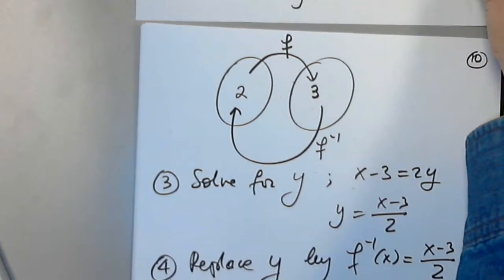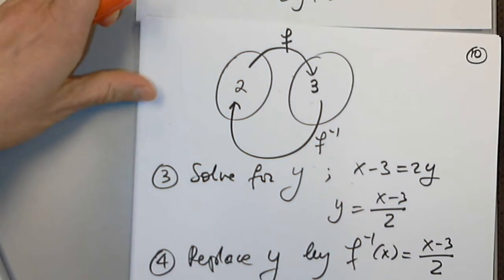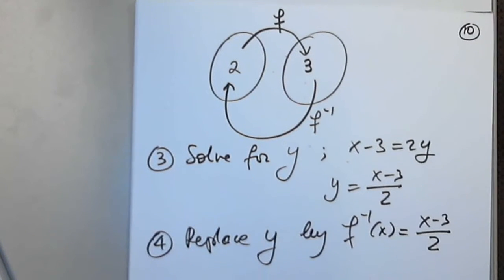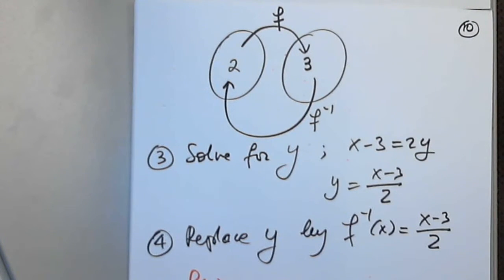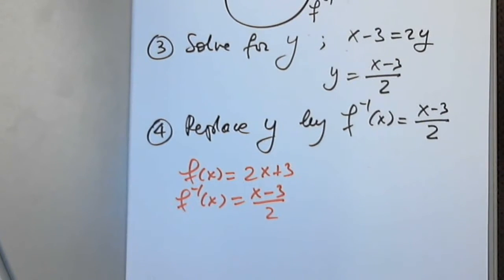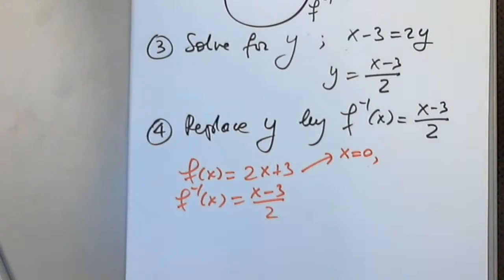Very good. Now I would like to graph both the function and its inverse on the same coordinate system. Any questions so far? Okay, so I'm just going to copy them here so I can put that page away. f of x is 2x plus 3 and f inverse is x minus 3 over 2. Okay, perfect. So since it's linear, I'm going to find the x and y intercepts.